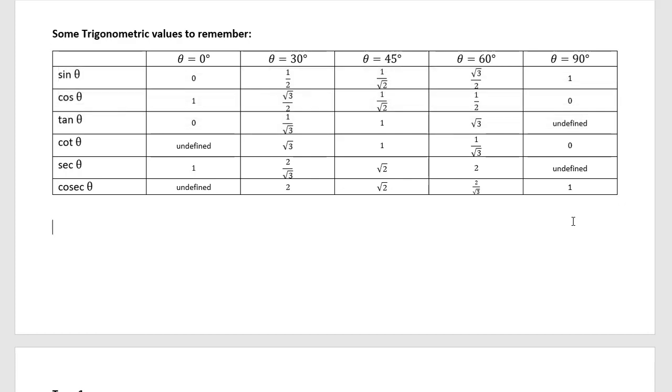You may learn some technique to find out or recall the values in a shortcut way or in a quick way, or you may use a calculator to find out the values, but I will recommend you to memorize the values in such a way that if anyone asks you the value of sine 60 degree, you can immediately answer that sine 60 degree equals root 3 by 2.